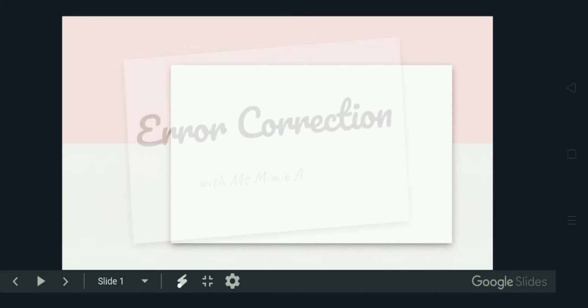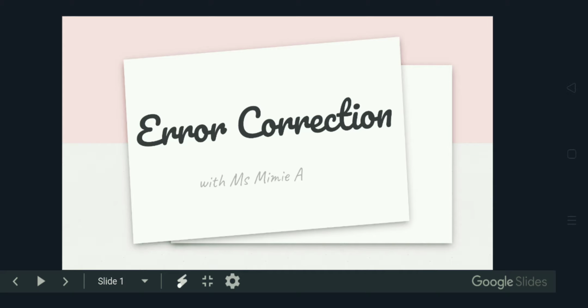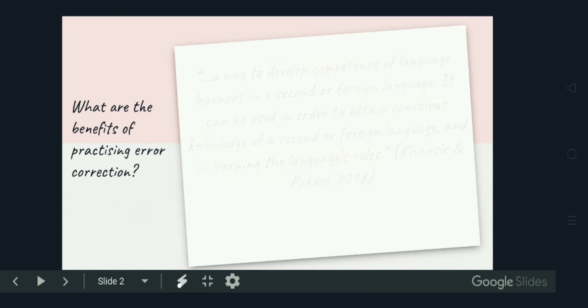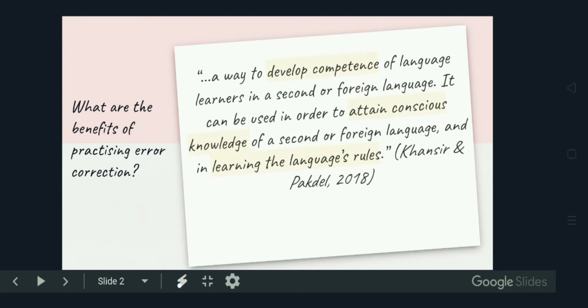Before we go into the exercises in detail, let's look at the benefits of learning how to correct errors, especially when you are trying to learn another language. Okay, so what are the benefits? According to Council and Parkdale, it is a way to develop competence of language learners in a second or foreign language. It can also be used in order to attain conscious knowledge of a second or foreign language and in learning the language's rules.